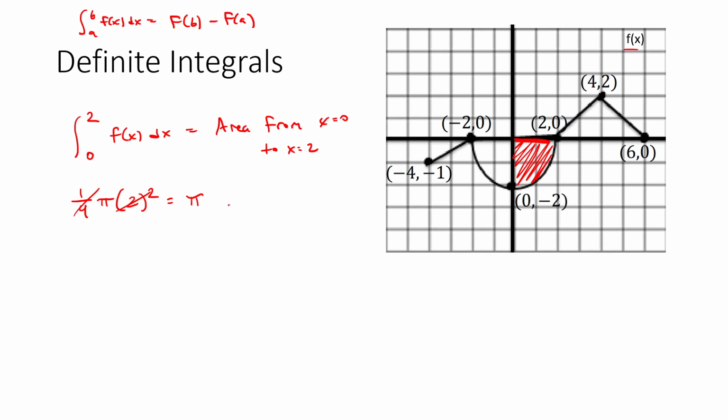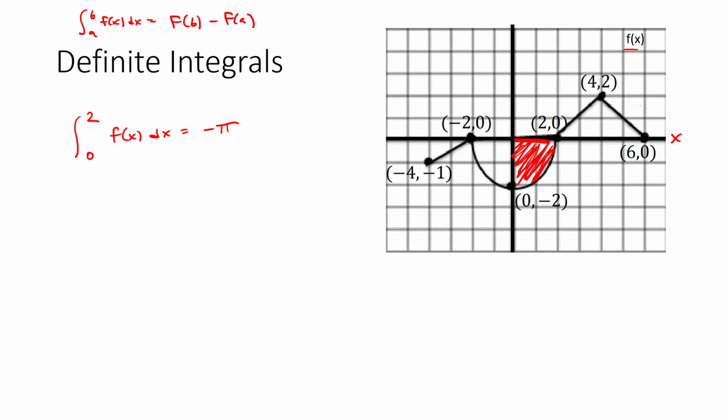Of course, we need to be careful, right? This is area below the x-axis. So remember, we say that's going to be negative accumulation. And so although the geometric area comes out to pi, the actual answer to this integral is going to be negative pi. So area below the x-axis comes out negative.